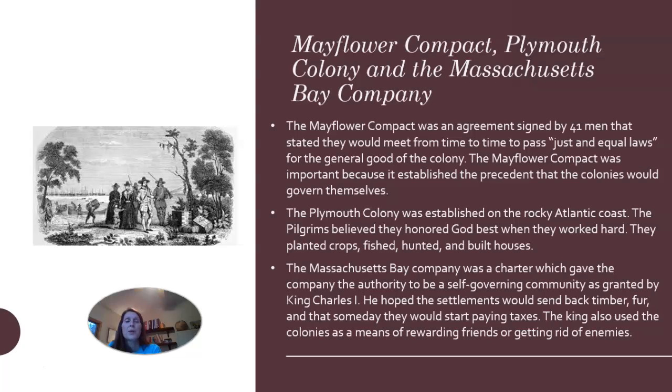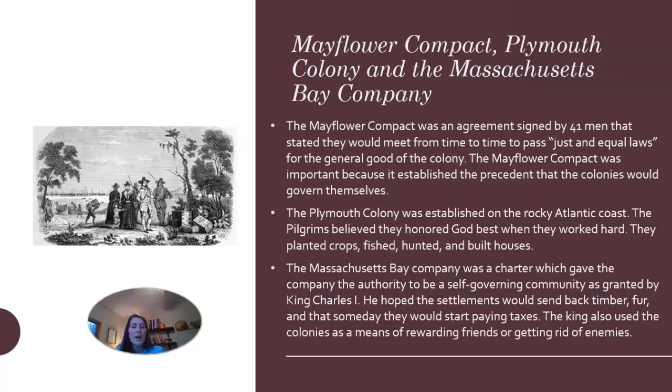Mayflower Compact, Plymouth Colony, and the Massachusetts Bay Company. The Mayflower Compact was an agreement signed by 41 men that stated they would meet from time to time to pass just and equal laws for the general good of the colony. The Mayflower Compact was important because it established the precedent that the colonies would govern themselves. The Plymouth Colony was established on the rocky Atlantic coast. The Pilgrims believed they honored God best when they worked hard. They planted crops, fished, hunted, and built houses.